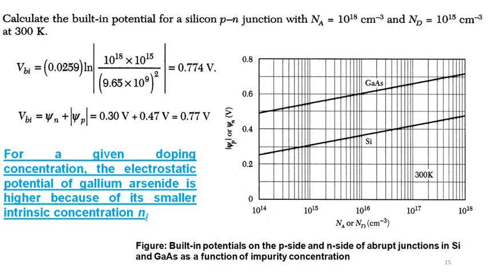Na and Nd, the acceptor and donor concentrations, are shown on the y-axis, and psi p and psi n, the electrostatic potentials for electron and hole, are shown on the y-axis. The built-in potential we calculate using VBI, exactly the same value, is obtained here. For gallium arsenide the doping concentration and electrostatic potential are higher because of its smaller intrinsic concentration. Here the built-in potential value for silicon is only 0.77 volt, but in the case of gallium arsenide it is a higher value because of the smaller intrinsic carrier concentration.